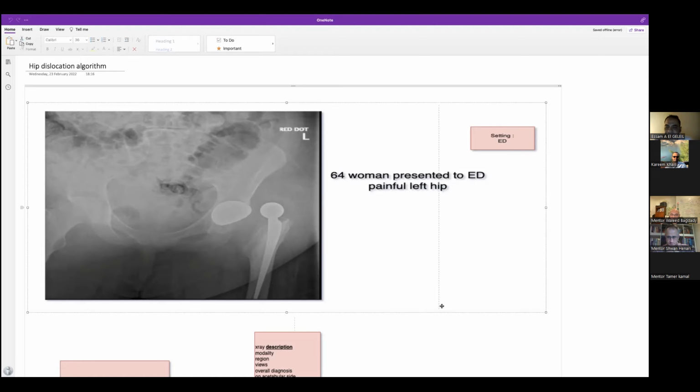Okay, so this is a 64-year-old woman who presented to ED with a painful left hip. She had a hip replacement.